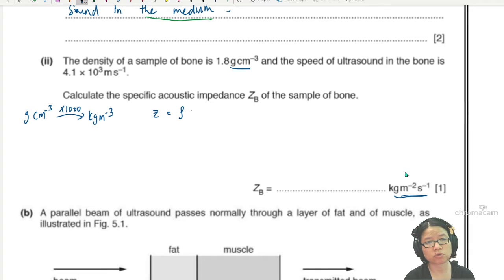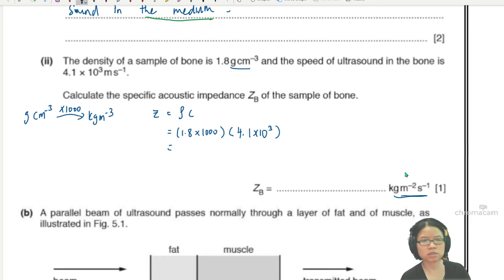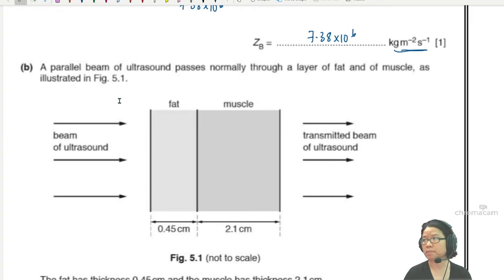So Z is equal to rho C. I will multiply 1.8 times 1000, and the speed of the ultrasound in bone is 4.1 times 10 to the power of 3. Pressing this in my calculator, 1.8 times 4.1 gives me 7.38 or 7.4, times 10 to the power of 6. 7.38 times 10 to the power of 6. You can write 2 s.f. That is perfectly fine.